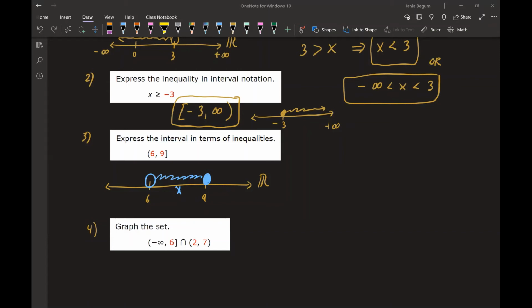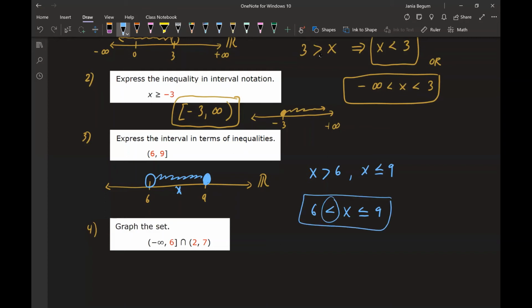Yep. So there are 2 ways you can say this actually. You can say x is greater than 6 and x is less than or equal to 9. But usually we don't like to put 2 sentences. This looks like 2 mathematical sentences. You want to put it in 1 sentence. So the way you're going to do it is x lies between 6 and 9. That's how you put it together.